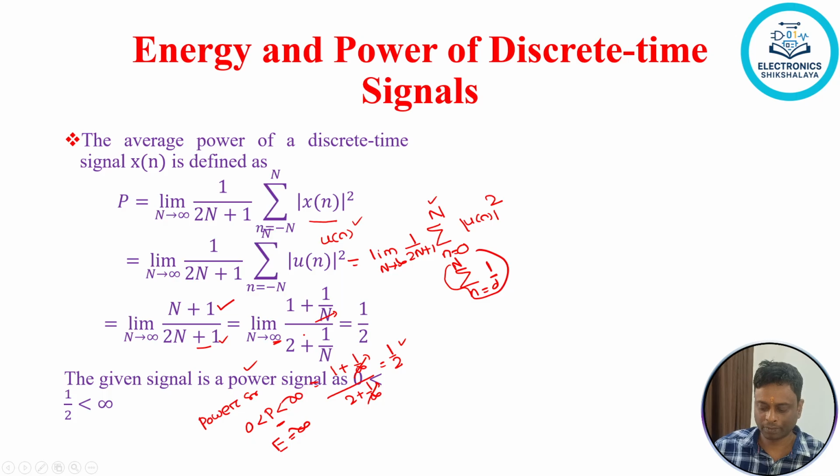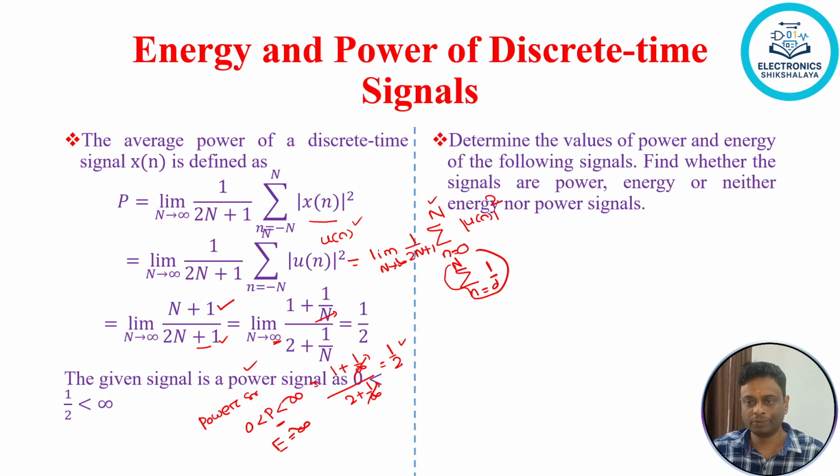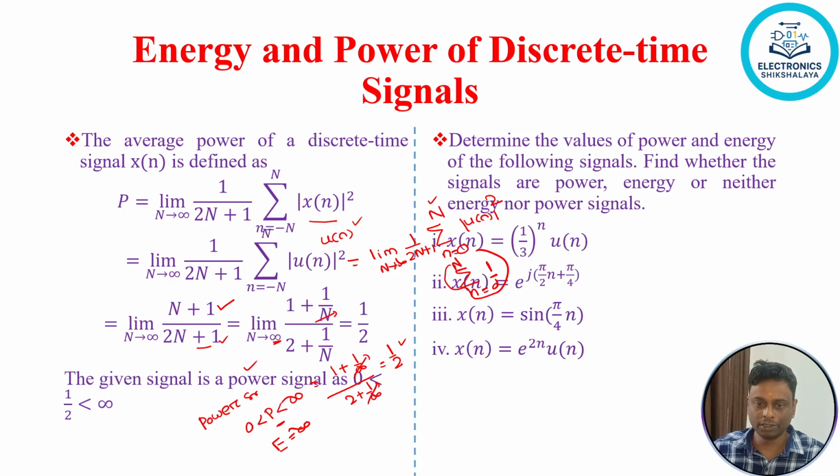Let us see some more examples. You have to find out the power and energy of the following signals and check whether the signals are power signals, energy signals, or neither power nor energy signals. So these are the 4 questions that we will solve in this video.